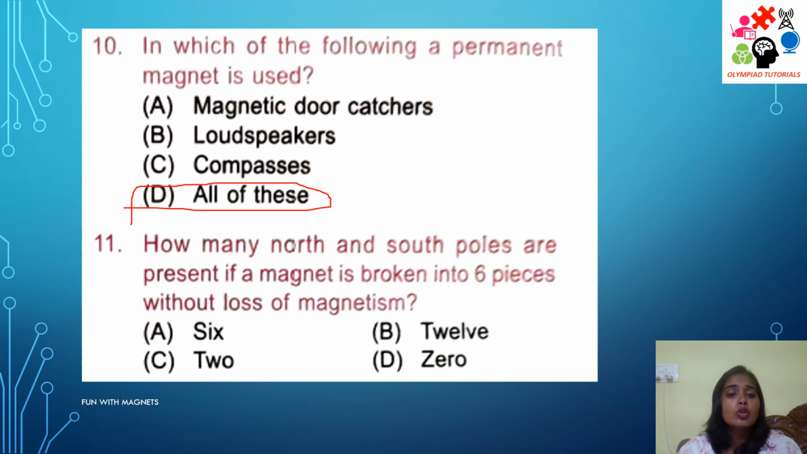Next question. How many north and south poles are present if a magnet is broken into 6 pieces without the loss of magnetism? So here your options are 6, 12, 2 and 0. The correct option will be option number B. And why the option B? Because each of the 6 pieces of the magnets will become individual magnets. Every magnet will have 2 poles, that is the north pole and the south pole. So total there will be 12 poles for 6 pieces of magnets.